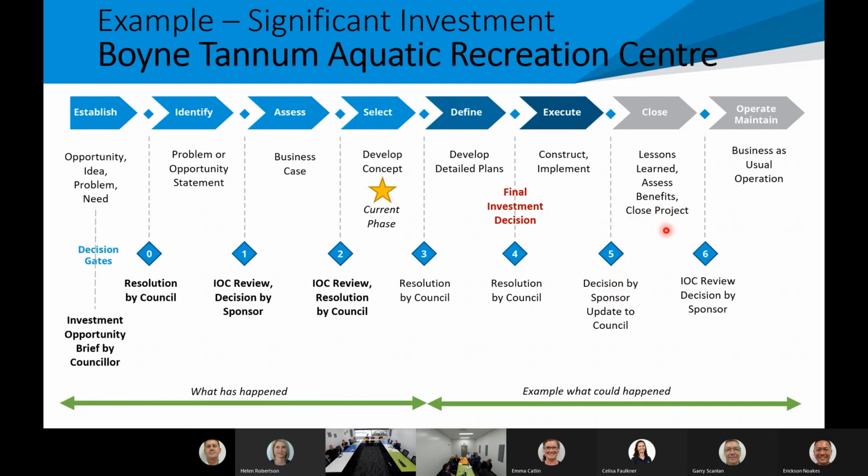Then we go to closed phase, so we're doing our lessons learned, we're capitalising, we're making sure all our systems are updated, and we're doing our benefits realisation, and we go to Gate 6. Gate 6, the IOC is involved, and the decision in this example is made by the sponsor, and we might do an update to council as well. And then we move into business as usual.